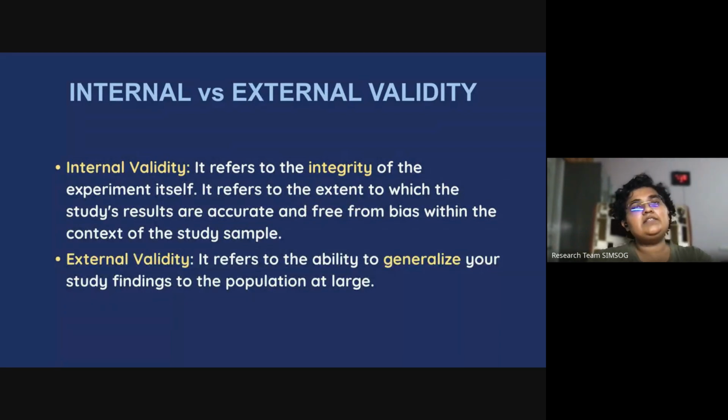And external validity is my ability to generalize. So for example, if I'm conducting a study on PCOS patients in Ahmedabad, can the results of my study be replicated in Mumbai, or in Delhi, or in the USA, or in the population at large? That you can figure out by external validity. I hope that answers your question.